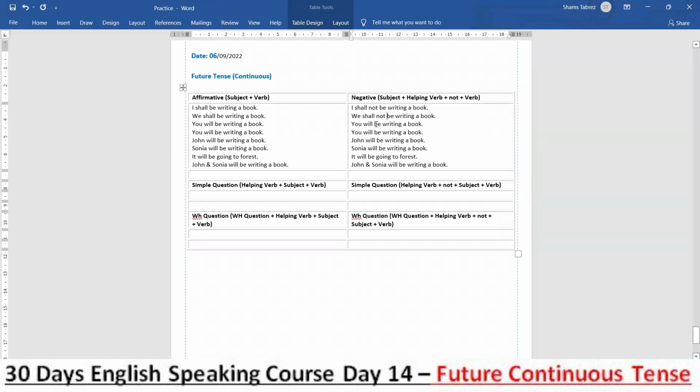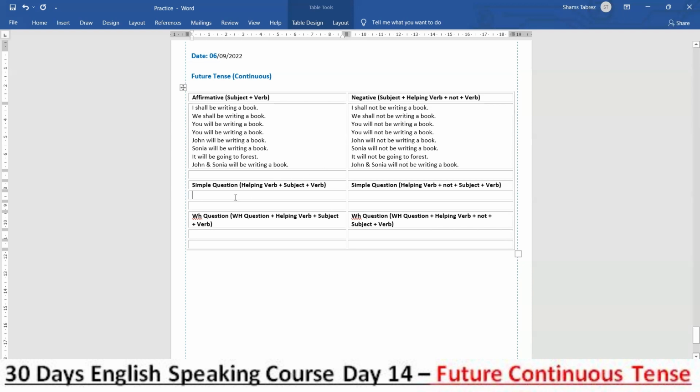You shall not be writing a book. You will not be writing a book. It becomes negative. John will not be writing a book. Sonia will not be writing a book. It will not be going to forest. And similarly, John and Sonia will not be writing a book. So this is about negative sentence.